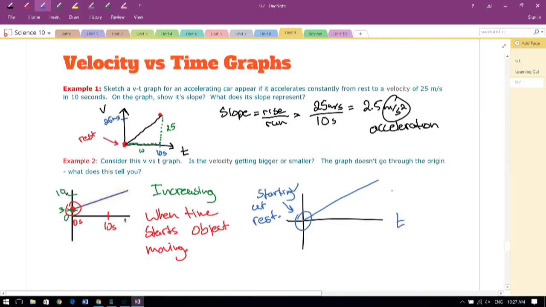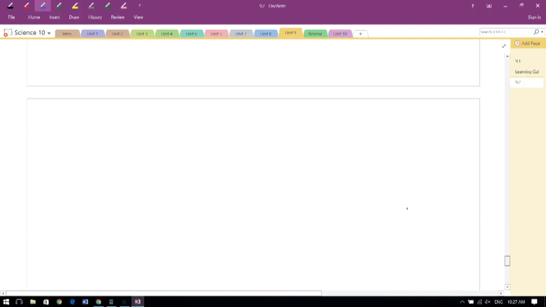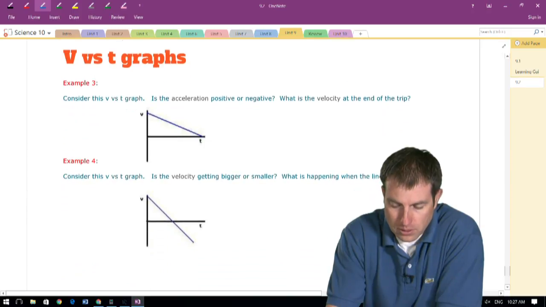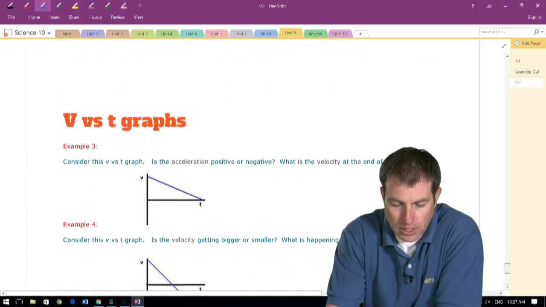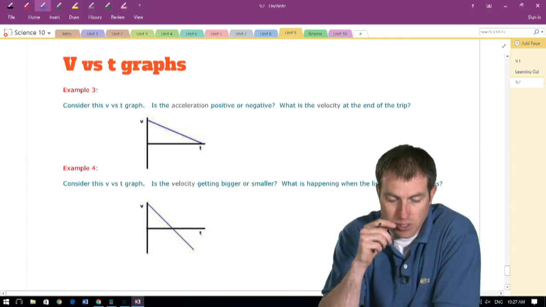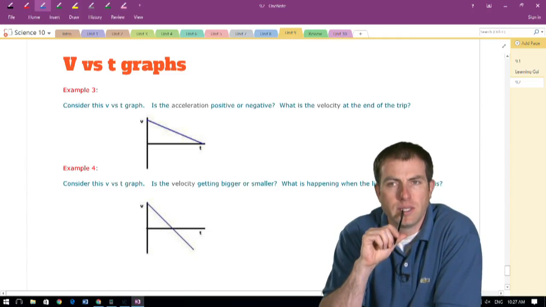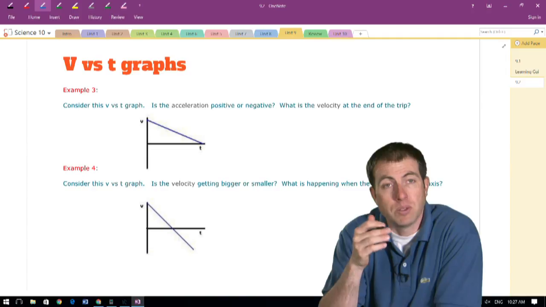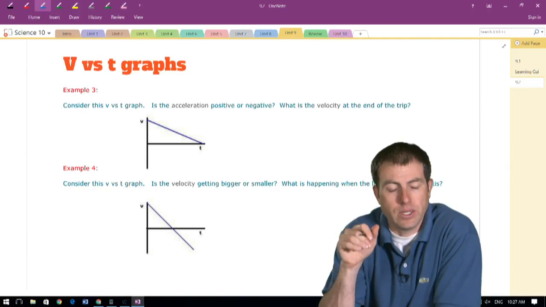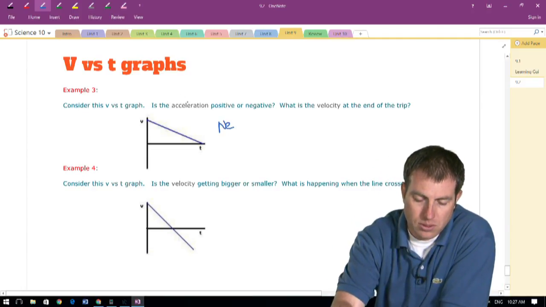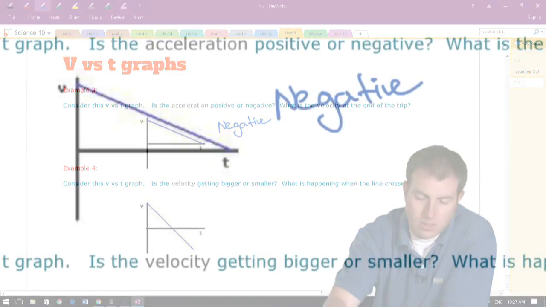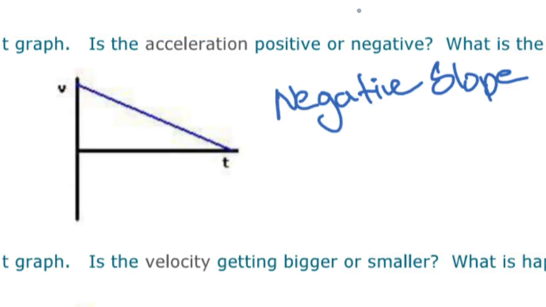All right, let's look at the last one here. Consider the velocity versus time graph: is the acceleration positive or negative, and what's the velocity at the end of the trip? So example number 3, our line is going down to the right, so we know that's a negative slope. And the slope of a velocity time graph is the acceleration. So negative slope is negative acceleration.